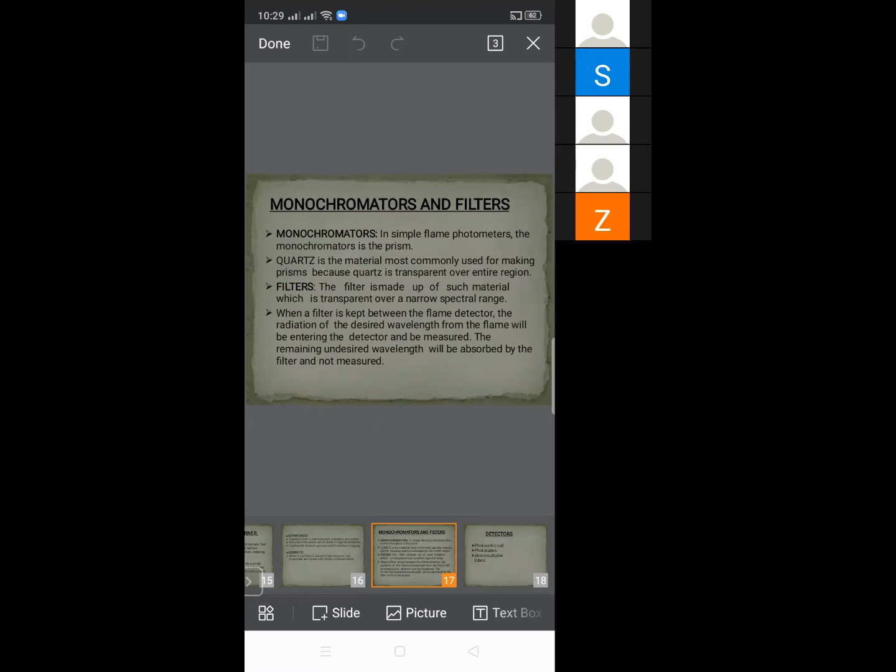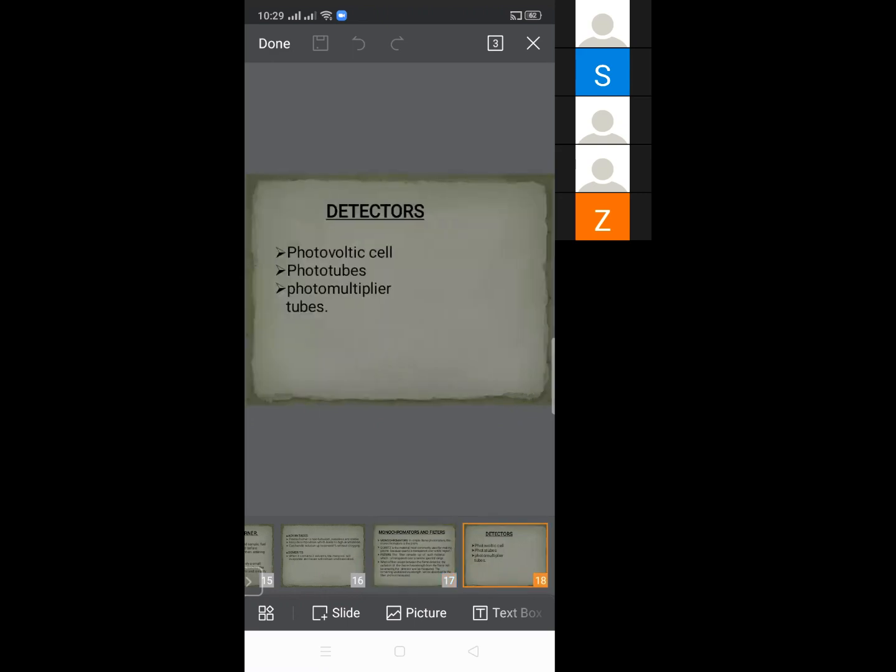Next, the detectors. What are detectors, and what is their function? The function of the detector is to measure the intensity of radiation falling on it. Three types of detectors are used in flame emission spectroscopy: photovoltaic cells, phototubes, and photomultiplier tubes.